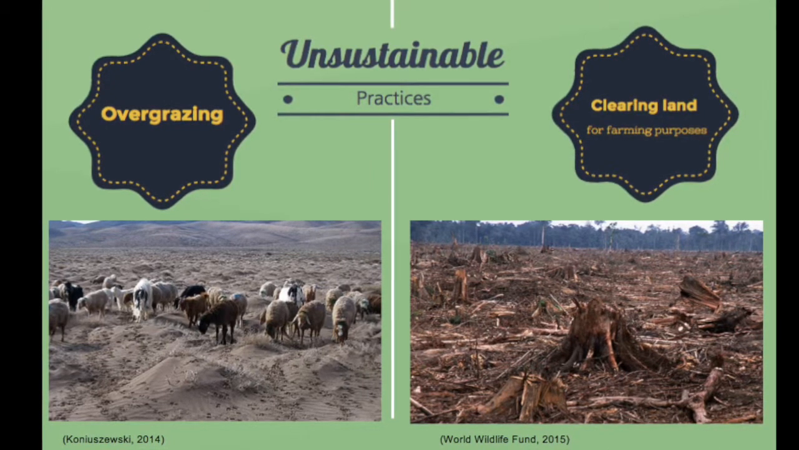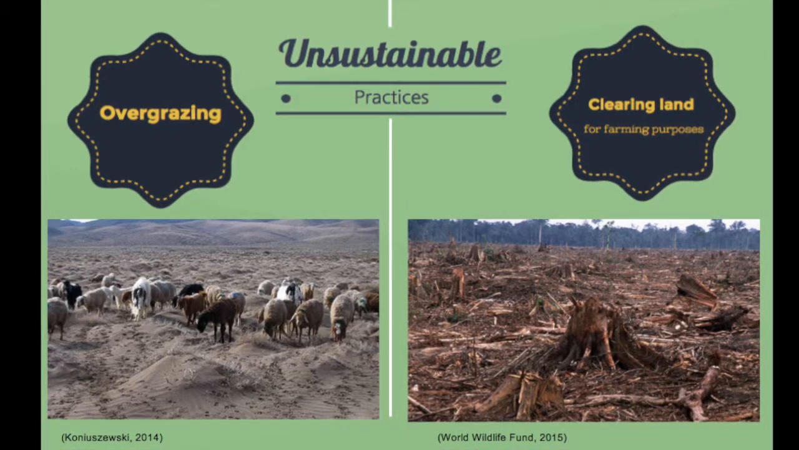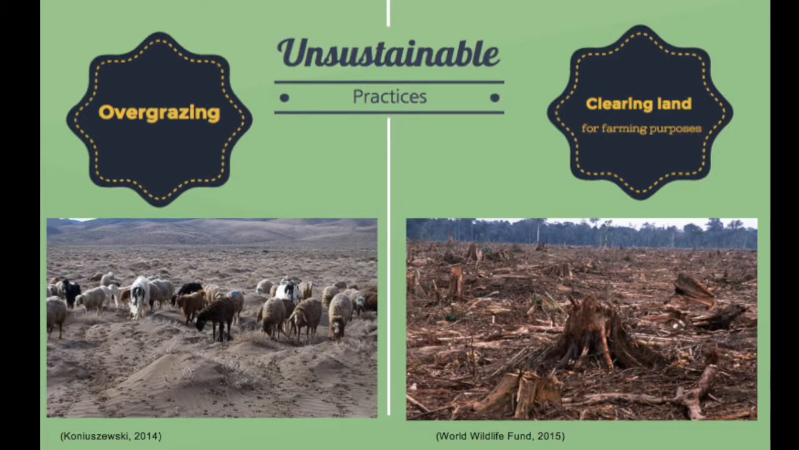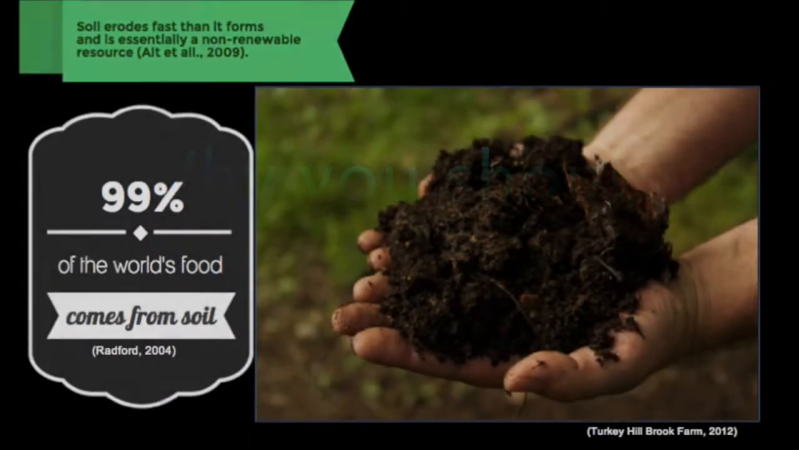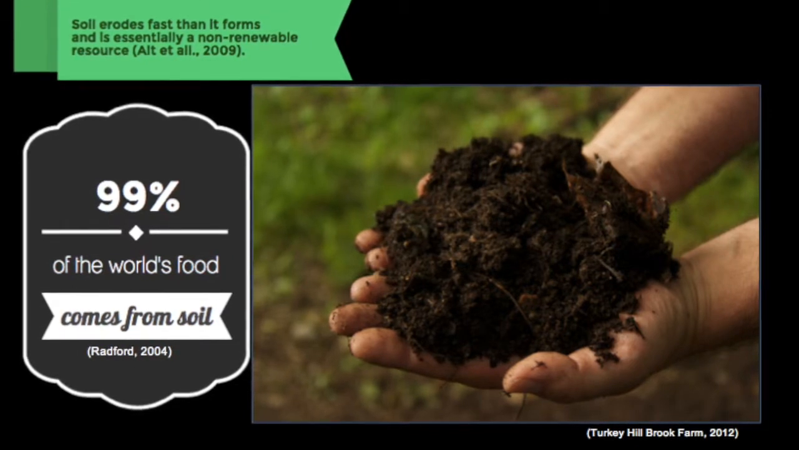However, through unsustainable practices such as poor land management, humans are consequently damaging and depleting natural ecosystems and intensifying the speed of soil erosion. Soil erosion affects not only agricultural lands across the world, which we rely on for food, but it also damages and destroys natural ecosystems. Soil erodes faster than it forms and is essentially a non-renewable resource.